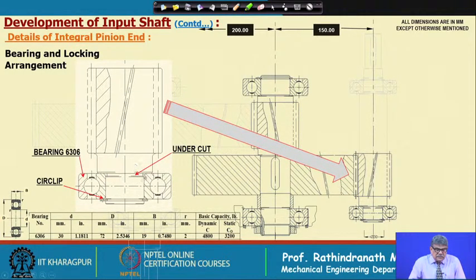The undercut is shown. I have explained this is the undercut. Usually there will be a specific tool which can be used to give such an undercut. Depth is around 1.5 millimeter or so, and width is around 2 millimeter. We shall discuss more about this undercut when we make the detailed drawing of the shaft. Now, next, what to do? We have to now develop the other side of the input shaft, the other side of the pinion input shaft, okay.